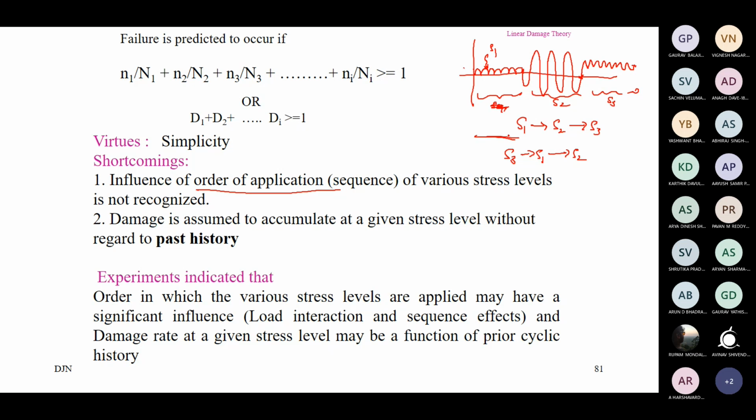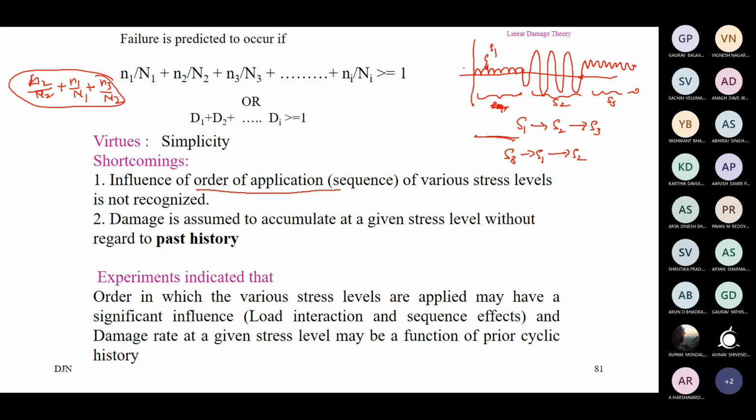So this cannot be predicted with the linear damage rule or Palmgren damage rule. This is one of the drawbacks, the sequence effect, because you can observe it is just a simple summation. You put n2 by N2 first, and then add n1 by N1, and then n3 by N3, or in any order you add, the value is the same. That is the meaning of sequencing. Here the sequencing effect is not observed. That is one of the major drawbacks, because in reality, depending on the sequence, the damage occurred in the material would be different. This is the first thing you have to always remember when you use this theory.